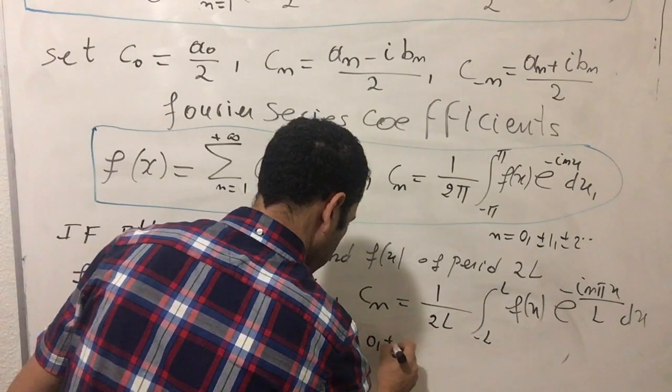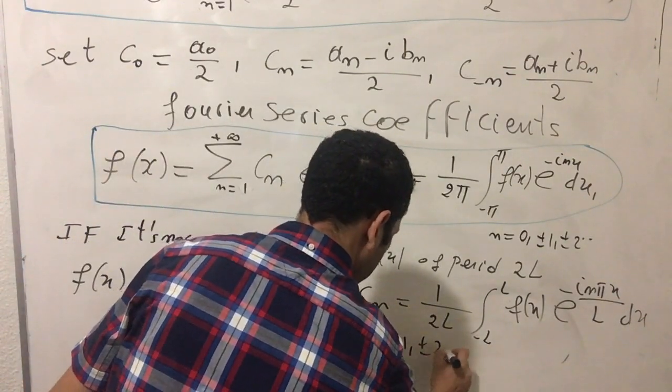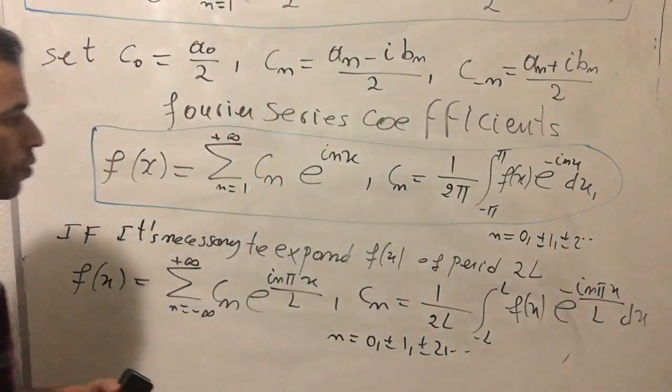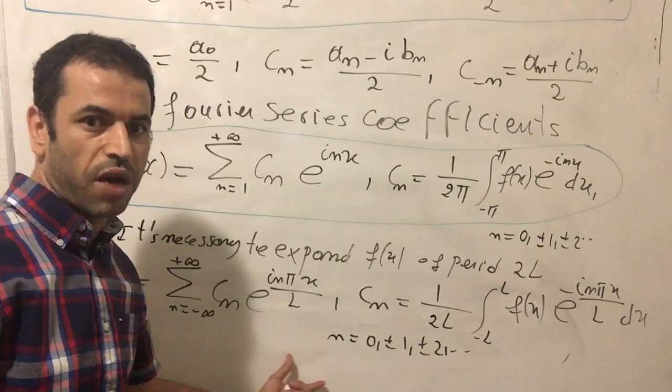equal to 0, minus or plus 1, minus or plus 2 and so on. This one is often used in physics and other sciences.